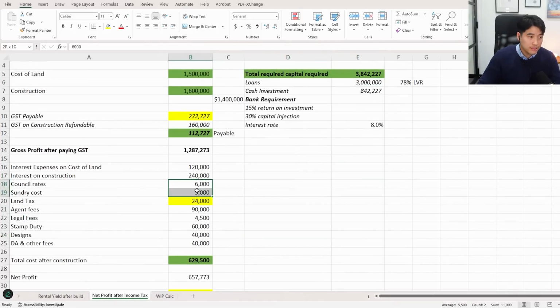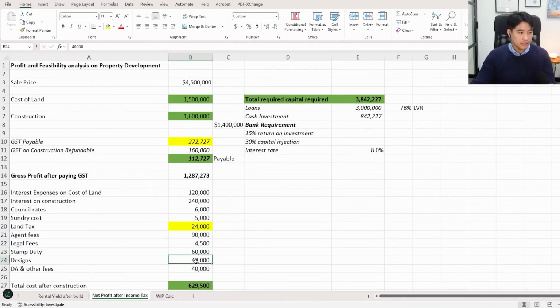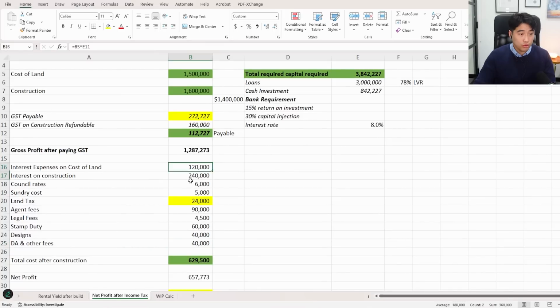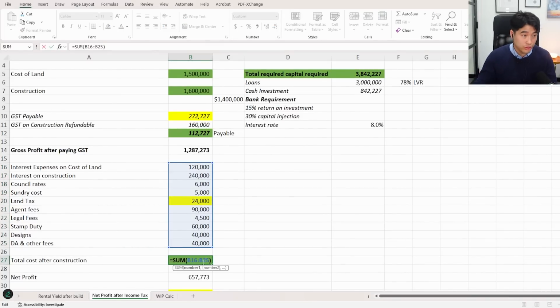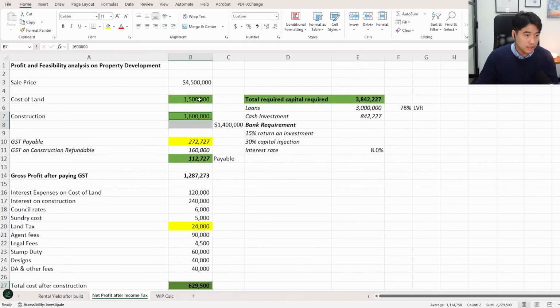Okay, what happens next is council rates, sundry costs, like other expenses, land tax, agent fees, legal fees, stamp duty that you have to pay to transfer it over. That's just a random figure based on the cost of land. And then designs, architect fees, and DA government costs, right? When you add all of those up, the total cost extra on top of the construction is 600K. So your total cost that you're paying is this plus this plus this.